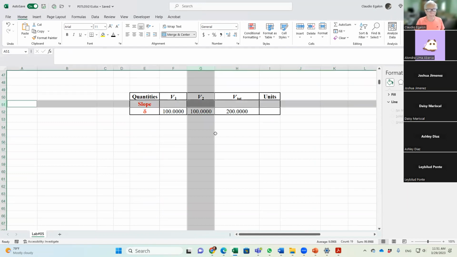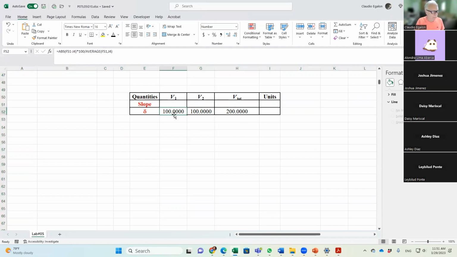And so on. Okay, so for V1, the percentage difference I got was 1.0129. Okay, that's good. And then for V2, I got 0.4124. Really good. And V total? I got 1.0649. Okay, cool.